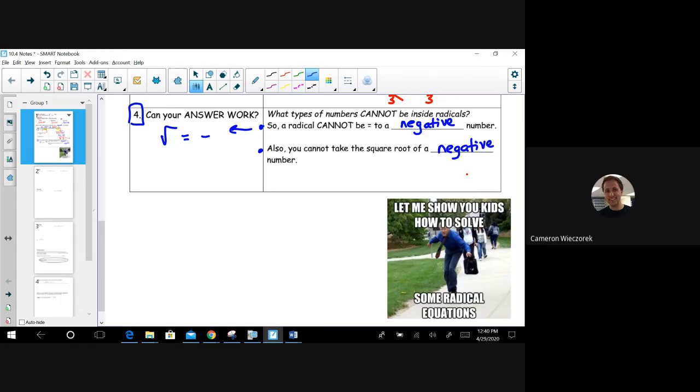Anytime you're solving the problem and you get to a step that looks like that, that automatically means the problem doesn't have a solution. You can't take the square root of a number and have it come out to a negative. A square root always comes out to a positive number. The other thing you can't do is take the square root of a negative number.